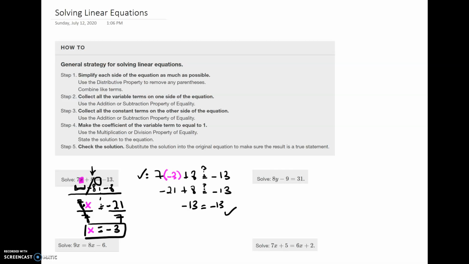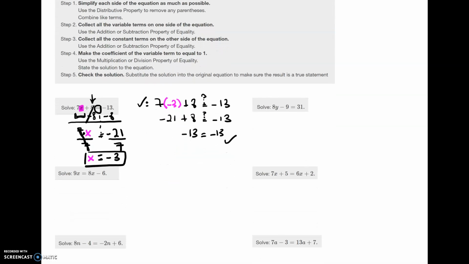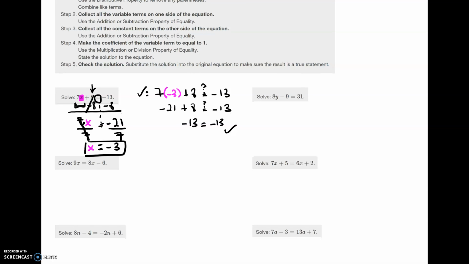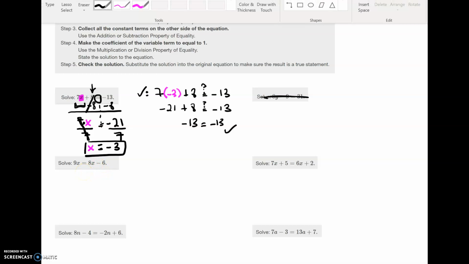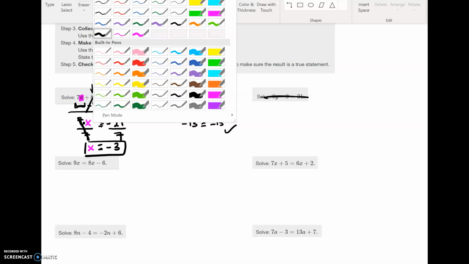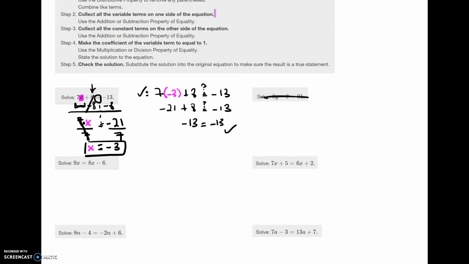Okay. Let's do another simple one, and then let's start trying to do some more complex ones. I'm going to skip this one because this problem and actually 9x equals 8x minus 6 is very similar. Now notice where the variables are. I actually, in this case, have 2 variables, okay? And that means that I need to get the variables on the same side.